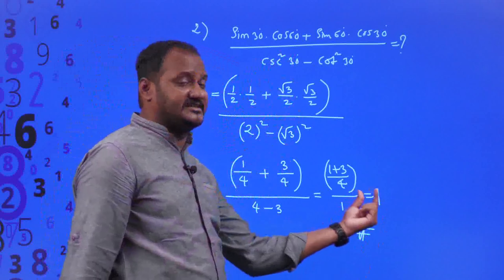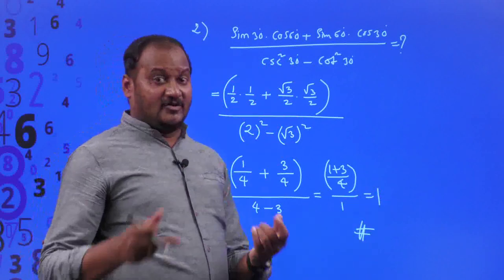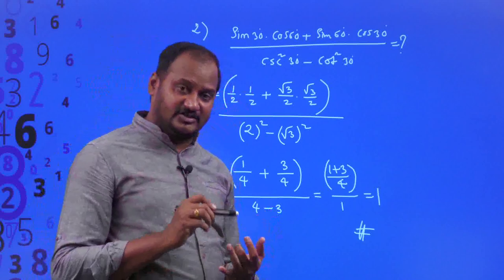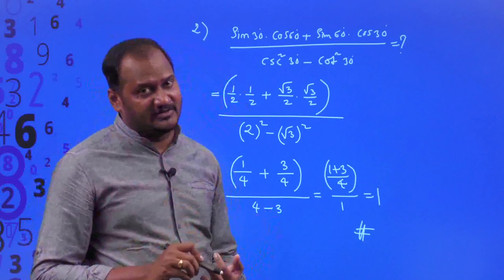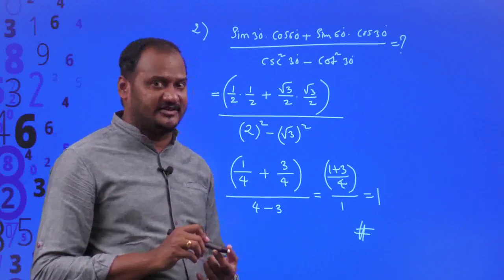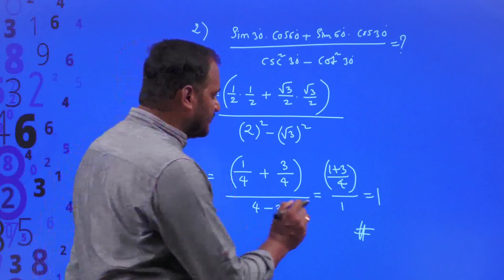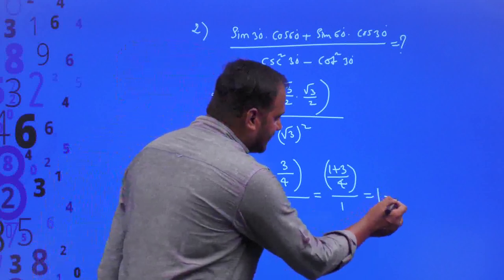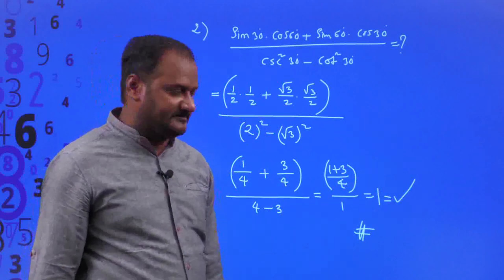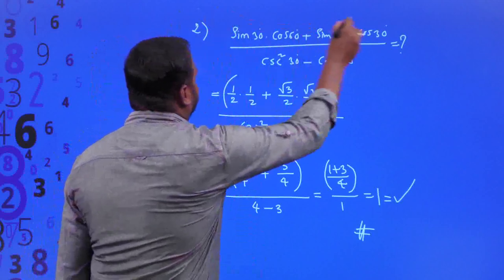Suppose you want to express this result in terms of one of the trigonometric ratios. 1 is equal to which trigonometric ratio? Sine 90 is equal to 1, cos 0 is equal to 1, tan 45 is equal to 1, cot 45 is equal to 1, as well as cosecant 90 is also equal to 1 and secant 0 is also equal to 1. So that is why you can write this one as any one of these trigonometric ratios. Got my point? Right. So, moving on to the next example.